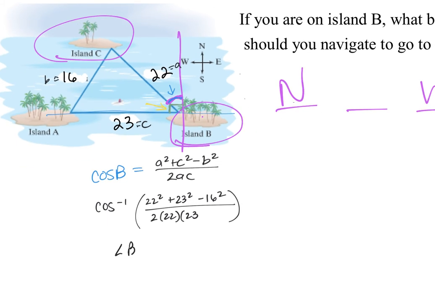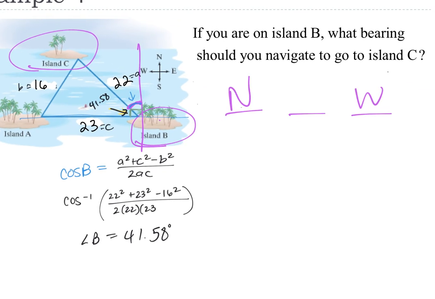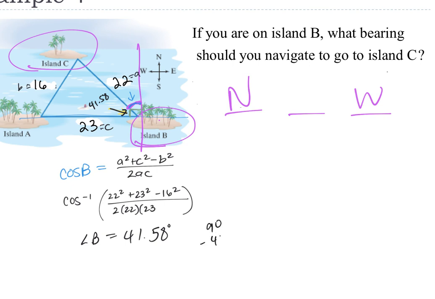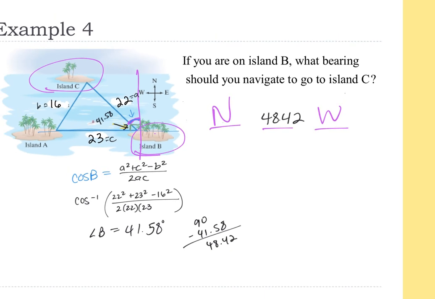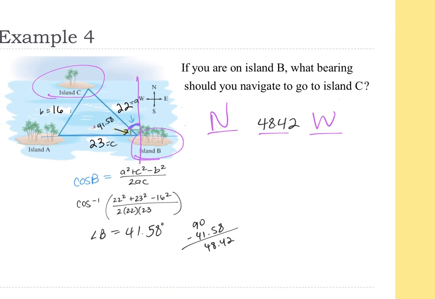So angle B is 41.58 degrees. But that's the inside angle, 41.58. So the last thing we have to do there is what? Good. Subtract it from 90. So the whole answer there would be north 48.42 degrees west.